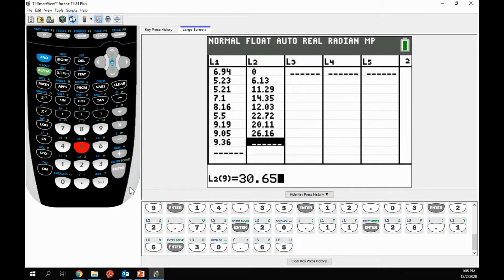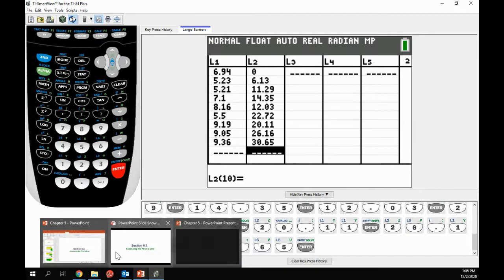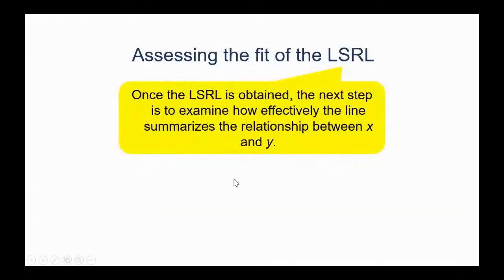Okay, so hopefully y'all have your data entered. I have mine entered. Let's actually lead into it like we're supposed to. So once the least squares regression line is obtained, the next step is to examine how effectively the line summarizes the relationship between x and y.